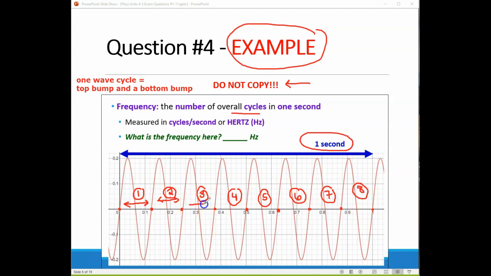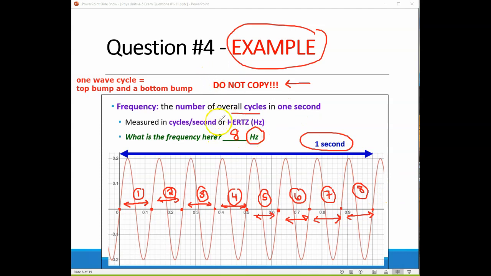So again, we can see here that from here to here, that's my fourth, fifth, sixth, seventh, and eighth waves. Don't count the actual dots here. Again, we're counting the number of overall waves. So I can see one big wave here, 2, 3, 4, 5, 6, 7, 8. So we have 8 cycles in 1 second, which again, the unit for that is hertz. So in this case it would be 8 hertz.